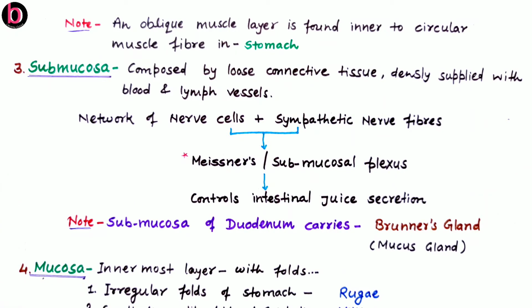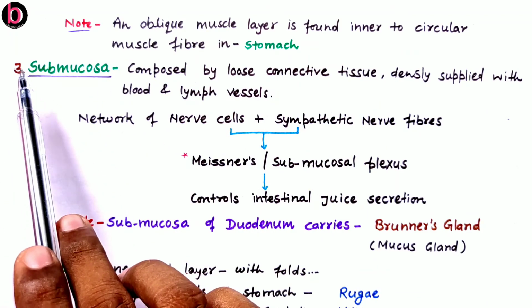So as in case of muscularis we discussed, there is presence of Auerbach's or myenteric nerve plexus. That was because of association of nerve cells as well as parasympathetic nerve fiber. Same here in this submucosal region, there is a network of nerve cells plus sympathetic nerve fiber, and they are forming Meissner's or submucosal plexus. So as we discussed the trick for muscularis plexus, here there is also the same kind of trick, like SMS.